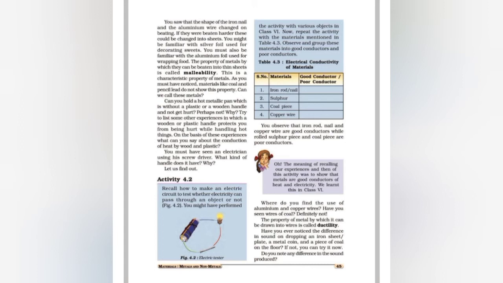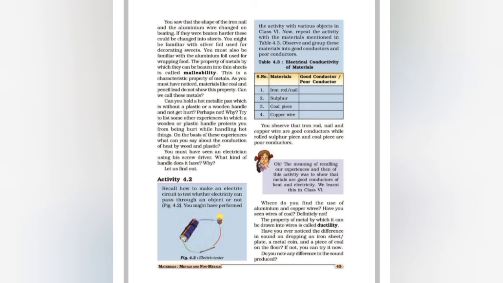So according to activity 4.2, recall how to make an electric circuit to test whether electricity can pass through an object or not, as given in figure 4.2. You might have performed the activity with various objects in class 6. Now repeat the activity with the materials mentioned in table 4.3. Observe and group these materials into good conductors and poor conductors. So students, here we are introducing one more property of metals, that is conductivity of electricity.